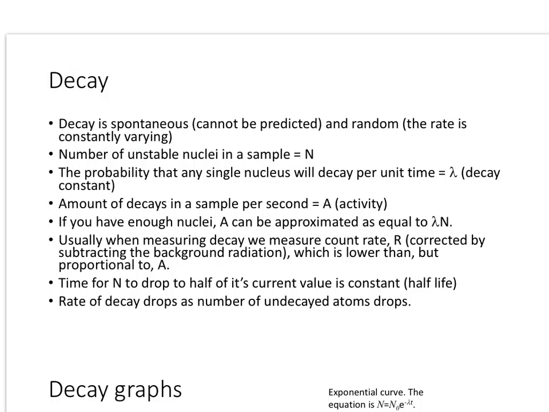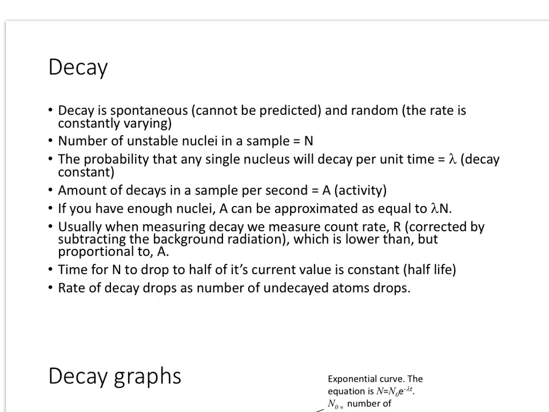For the next chapter, we look at radioactivity. We need to know the definitions of decay and random. Decay is spontaneous. It cannot be predicted. Random is the rate is constantly varying.